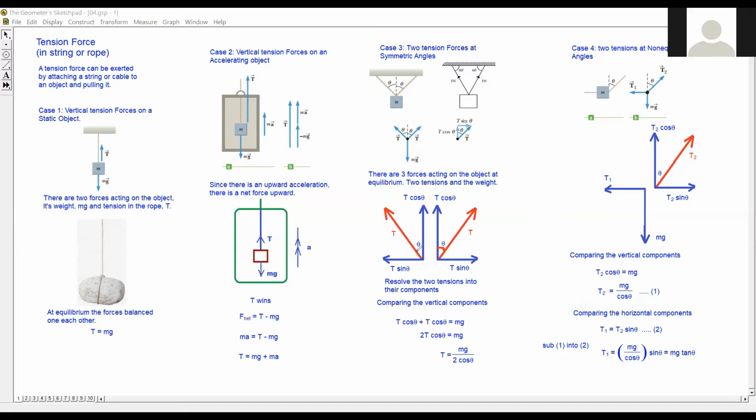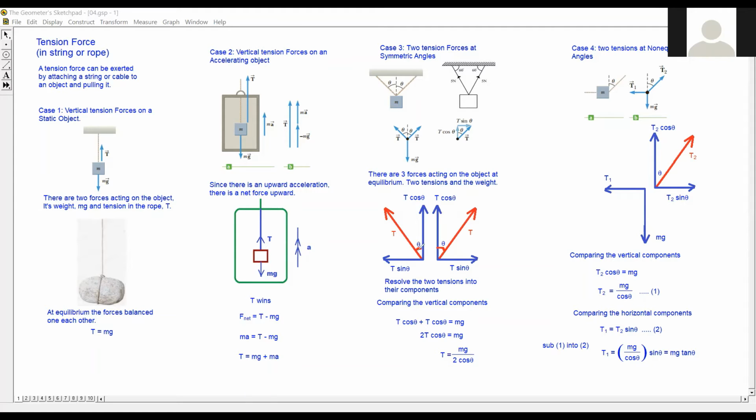On the other side, the tension makes an angle of theta degrees with the vertical. So we have two tensions. They are making an angle of theta degrees with the vertical. Now, when we replace the red force with the two blue forces, we are actually resolving the red arrow, the tension, into its two components.